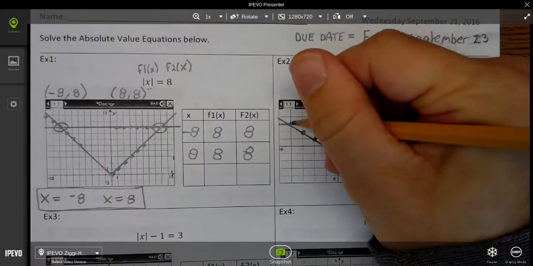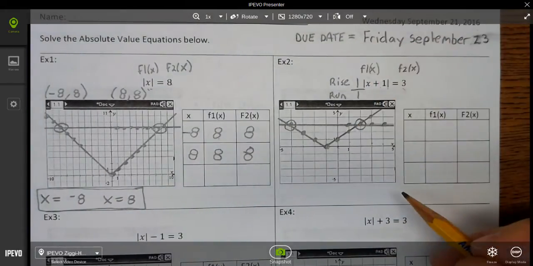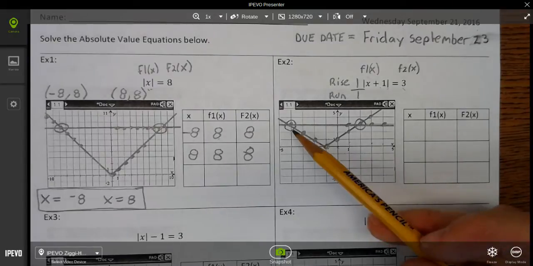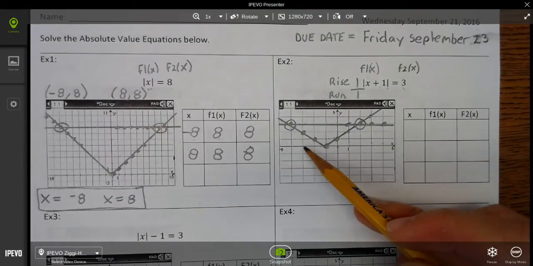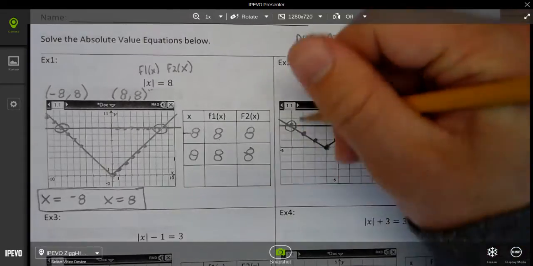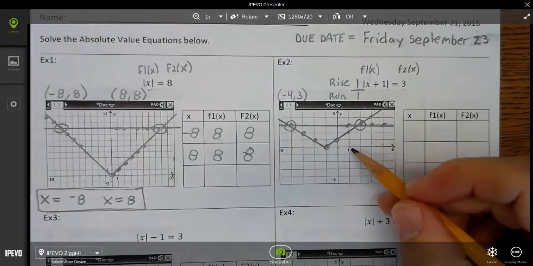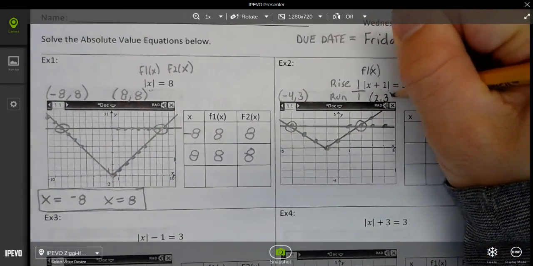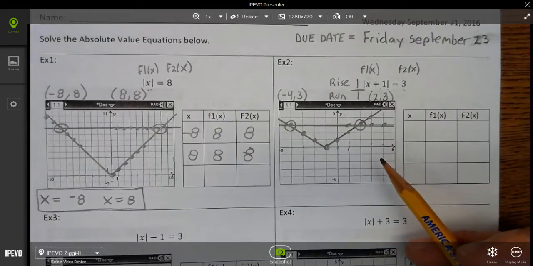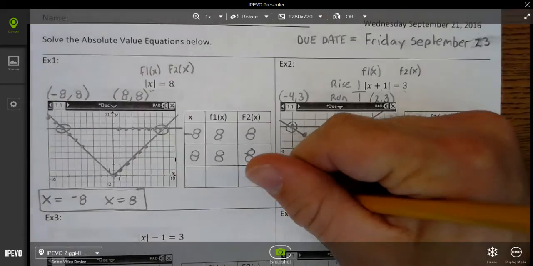All right, so our points of intersection are here and here. So those points are negative 4, 3. And this point is 2, 3. So we know from step 4 that we're looking for the x value. So our solutions are x equals negative 4 and x equals 2.